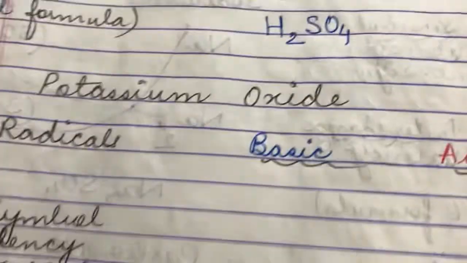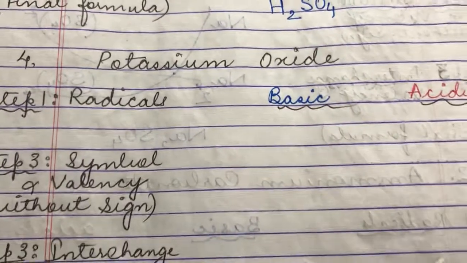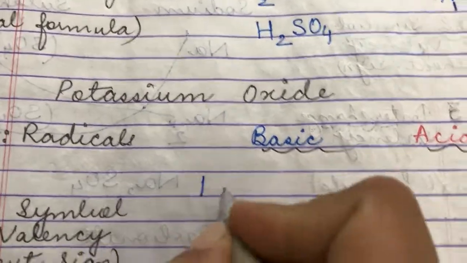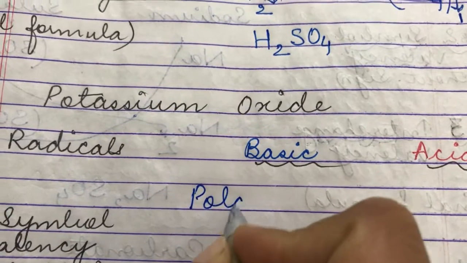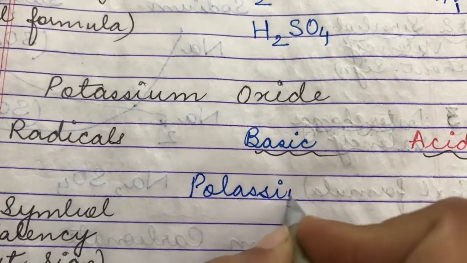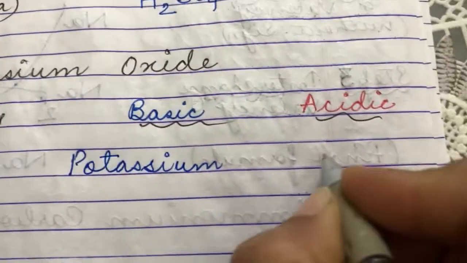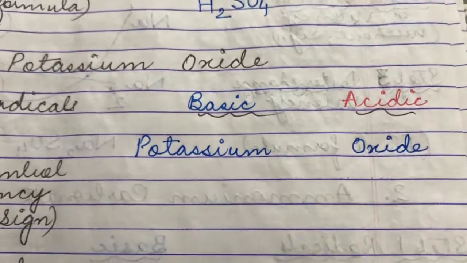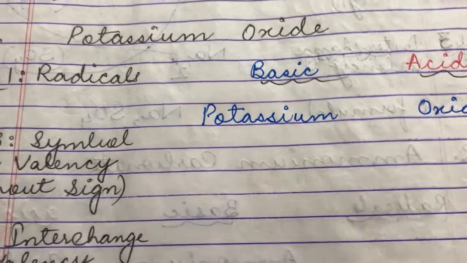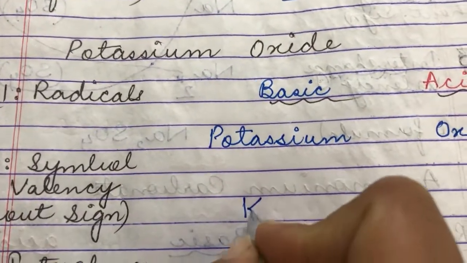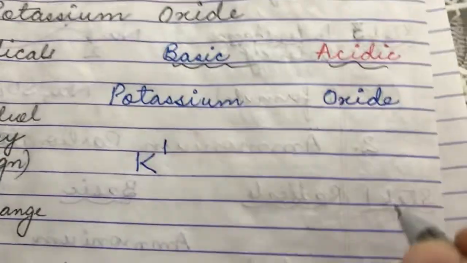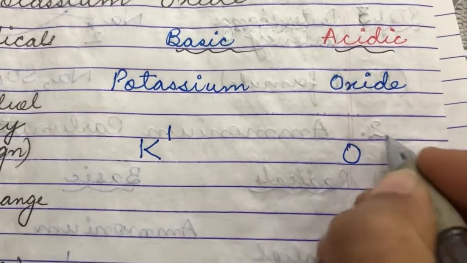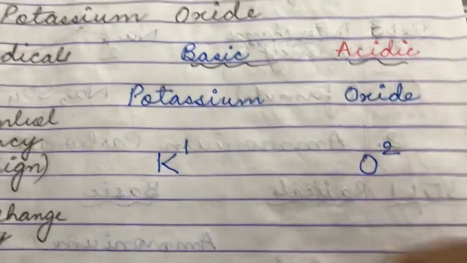Let's move to the next formula now, potassium oxide. The basic radical present in potassium oxide is potassium and the acidic radical is oxide. Then we need to write the symbol and valency. Symbol of potassium is K, its valency is 1. Oxide is O, its valency is 2. So 2 in the superscript.